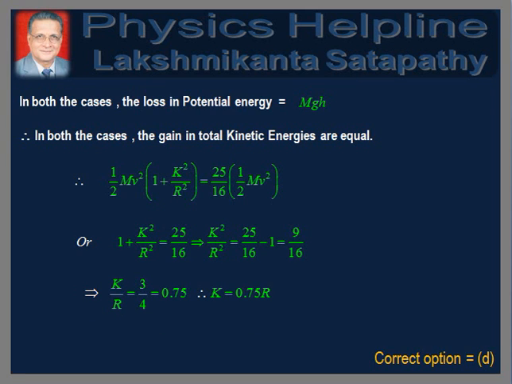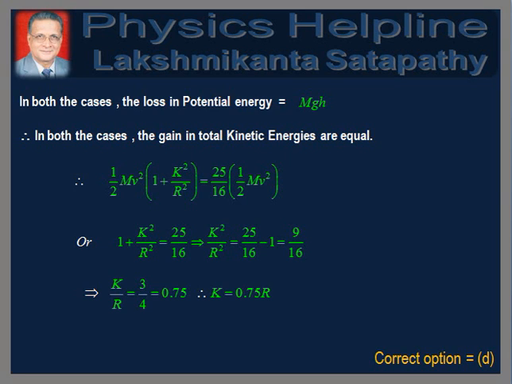Now, in both the cases, decrease in height is equal to h. Therefore, loss in potential energy is equal to mgh. Therefore, total kinetic energy at the bottom are equal in both the cases. Therefore, we have half mv square into 1 plus k square by r square is equal to half mv square into 25 by 16. This implies 1 plus k square by r square is equal to 25 by 16.